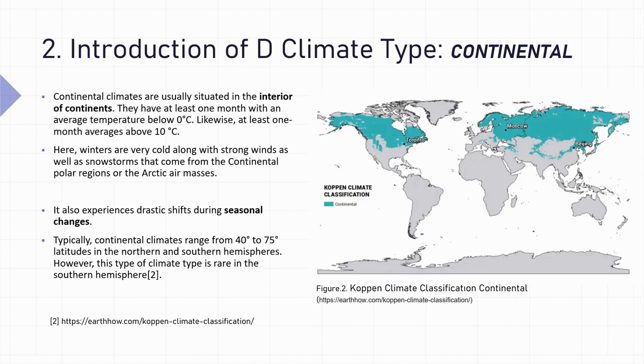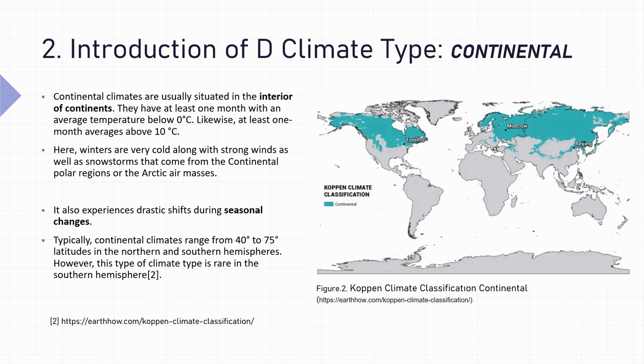Introduction of D climate type, continental. Continental climates are usually situated in the interior of continents. They have at least one month with an average temperature below 0 centigrade degree. Likewise, at least 1 month average above 10 centigrade degree. Here, winters are very cold along with strong winds as well as snowstorms that come from the continental polar regions or the Arctic air masses. It also experiences drastic shifts during seasonal changes.